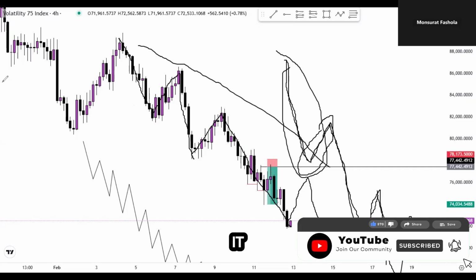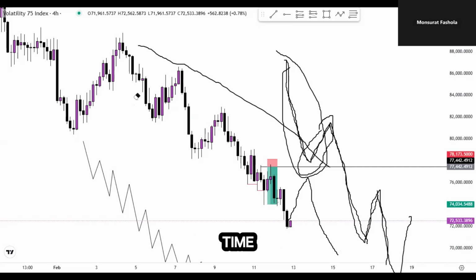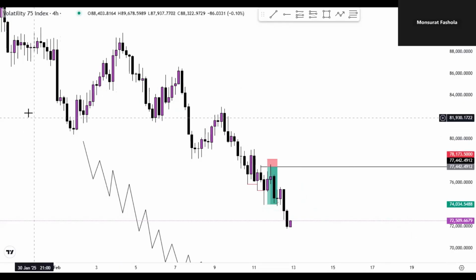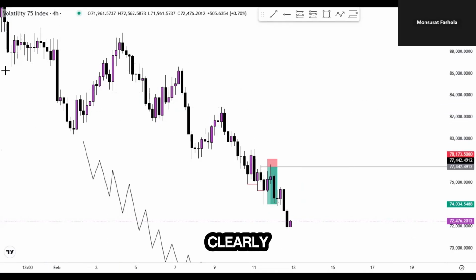I'm explaining it on the 4-hour time frame because the 4-hour is the time frame I use to validate my structure clearly. Like I said just now, this is an impulsive, and now this is a pullback. When price is pulling back on the 4-hour time frame, you need to wait. Don't follow the pullback. You just wait.